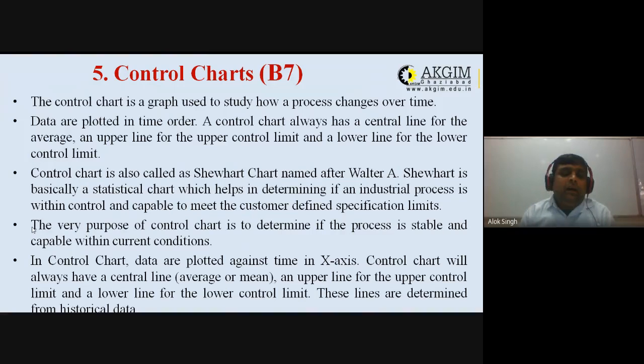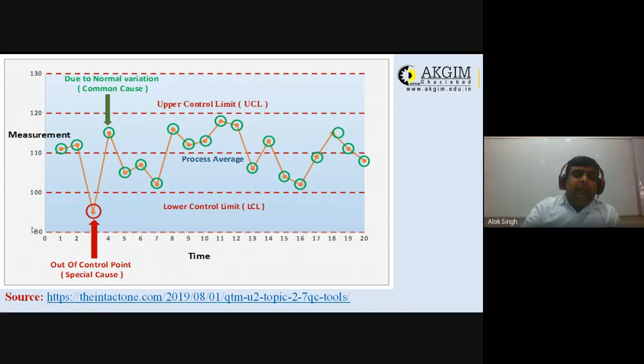So these lines are determined from the historical data. Okay. If you are weighing and your customer is asking for 110 gram, the minimum permissible limit is 100 gram and the maximum permissible limit is 120 gram. So all the time when you weigh, you will try to get it in the range of 110.